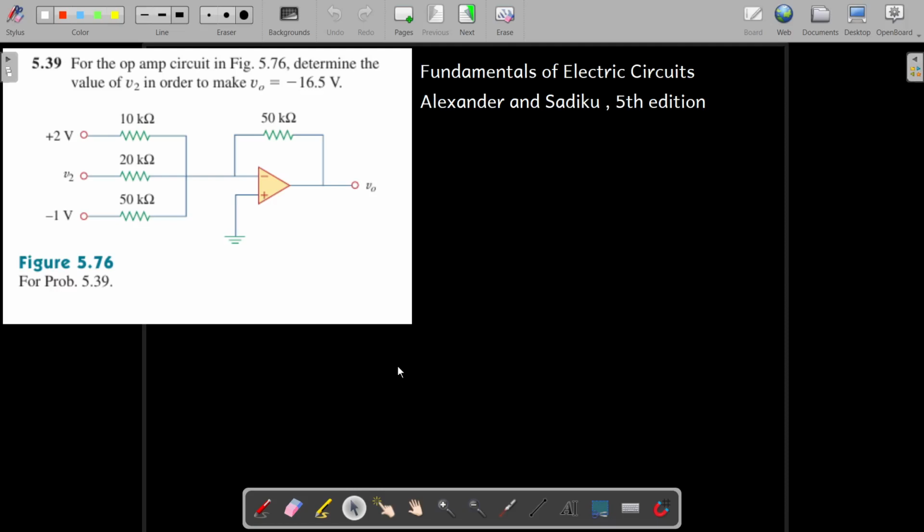Hello everybody, now we are going to solve this problem. So when you have a look at this, it is a summer circuit. So this is a summer. So what's the formula for that?